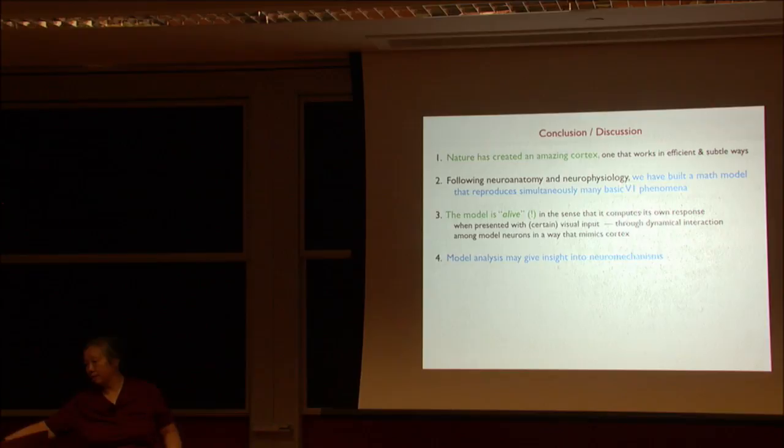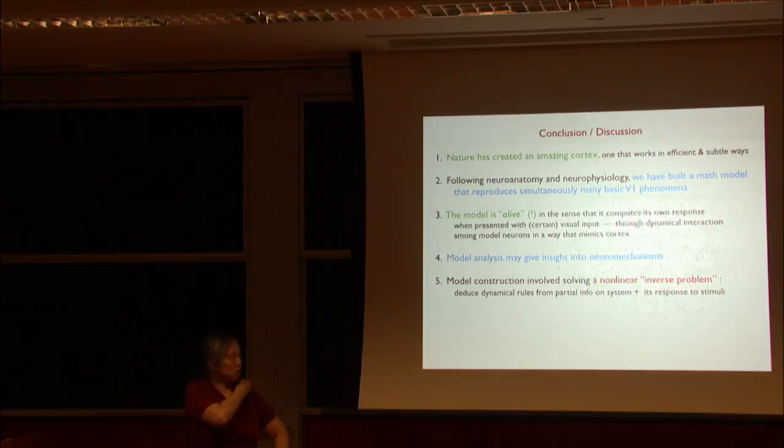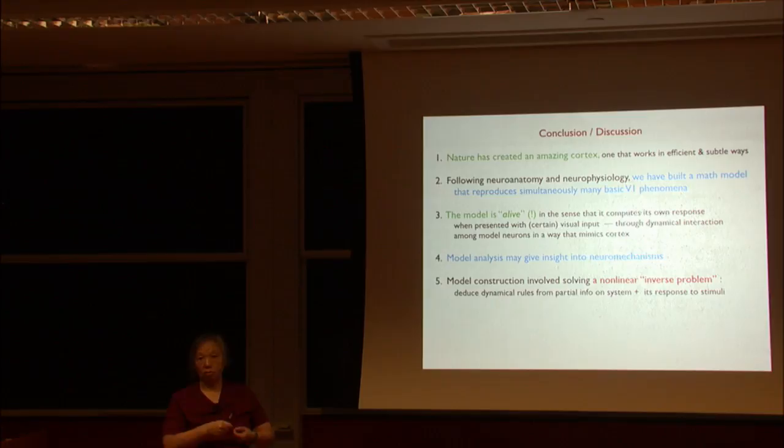Okay. So what does the model construction involve? It involves solving a nonlinear inverse problem, it's fair to say, in the sense that you have some information about the dynamical system. The information is very incomplete because you cannot tear open the brain, right? The things are coupled the way they are. You can measure the effects of a lot of things coupled together. You cannot take them apart. So the information is very partial. But what you have is that you can stimulate it and see what output it gives. So from these two, you try to reconstruct the dynamical system.